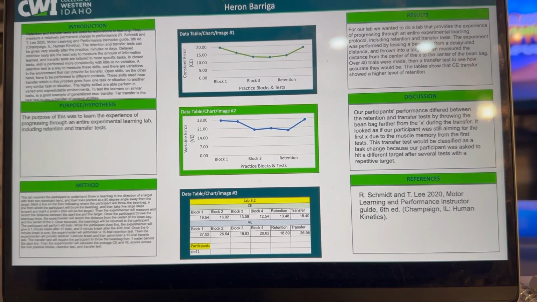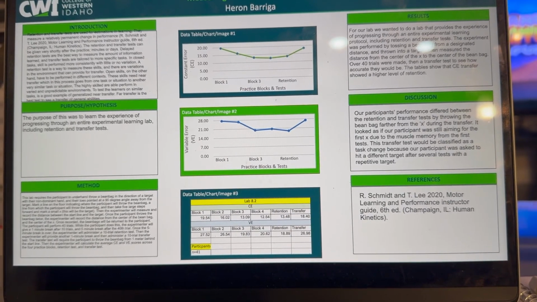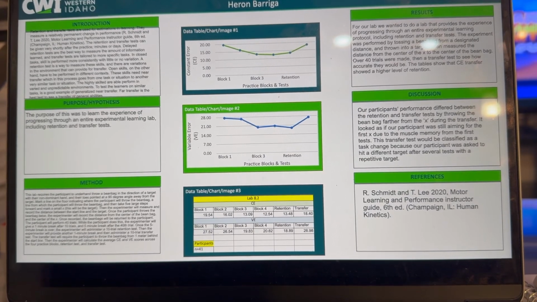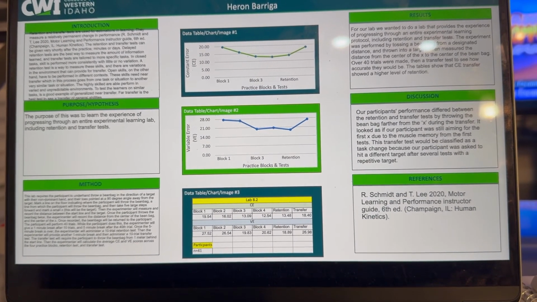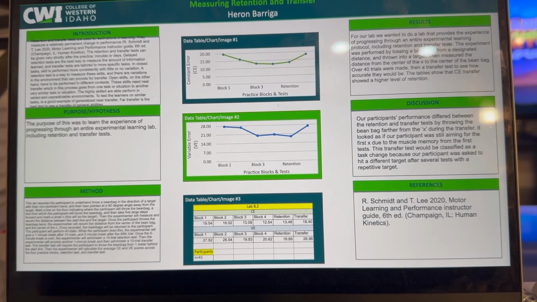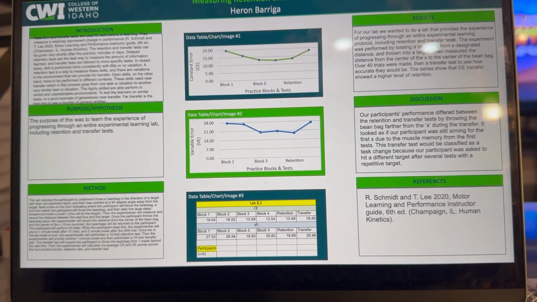Discussion. Our participant's performance differed between the retention and transfer test, throwing the beanbag farther from the X during the transfer. It looked as if our participant was still aiming for the first X due to the muscle memory from the first test. The transfer test would be classified as a task change because our participant was asked to hit a different target after several tests with the repetitive target.